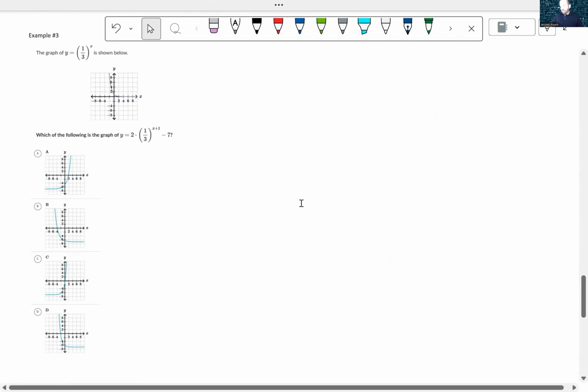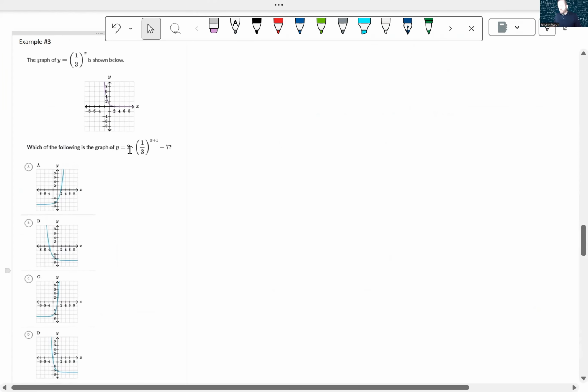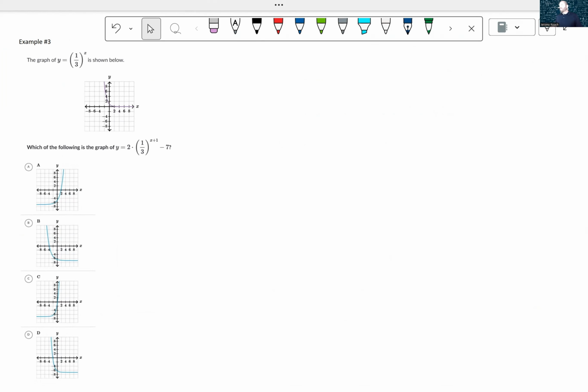The next one is asking us for the transformation of, we have this graph here, y equals 1/3 to the x, and it's asking us for the transformation of 2 times 1/3 to the power of x plus 1, minus 7. Okay, so for this next one, this exponent is telling us that we're shifting the graph left by 1 unit. So all of this is going to move to the left just 1 unit over. So that would look something maybe like that.